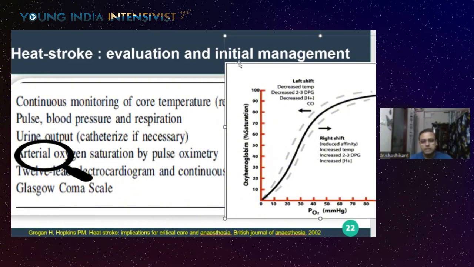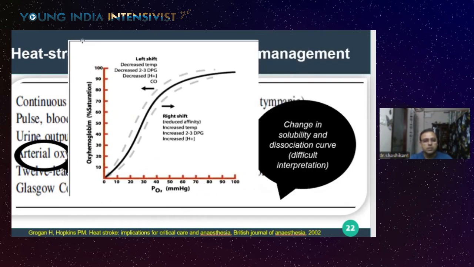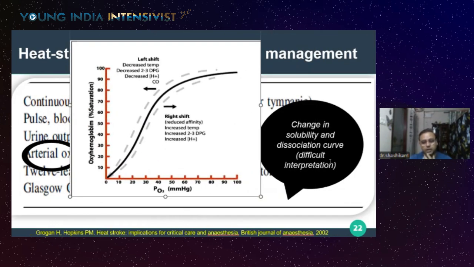But the important point here is, when we are measuring oxygen level using a pulse oximeter and looking at the oxygen level in arterial blood, because of increased temperature, there is a shift in the oxygen dissociation curve to the right, and what we can observe is that despite having adequate oxygen content in blood, there will be discordance between the oxygen level being measured by the pulse oximeter and the one being shown by the arterial blood gas analysis.